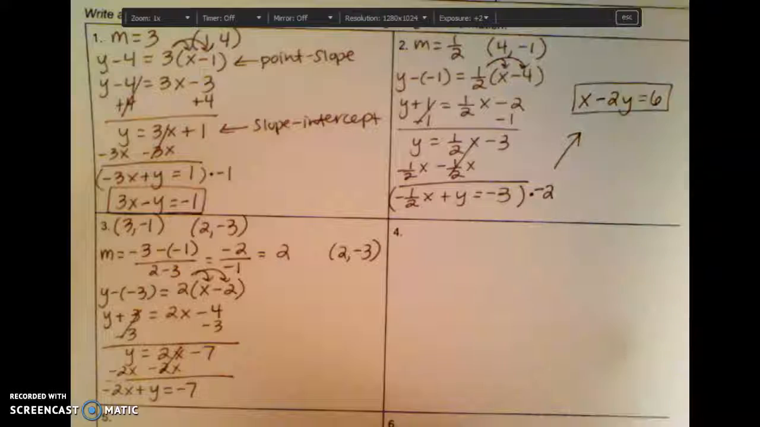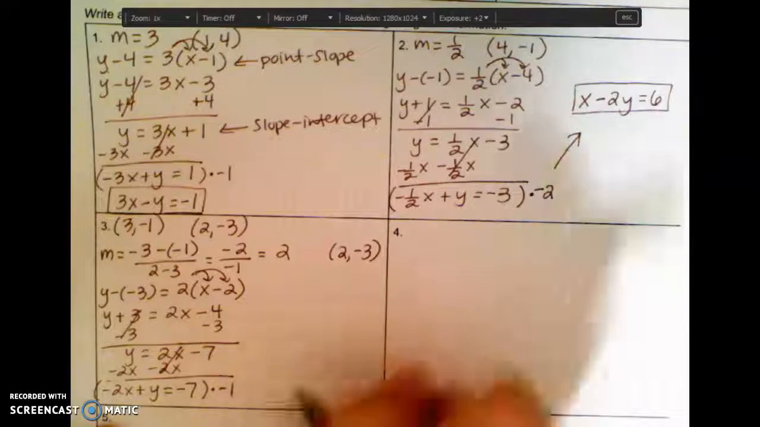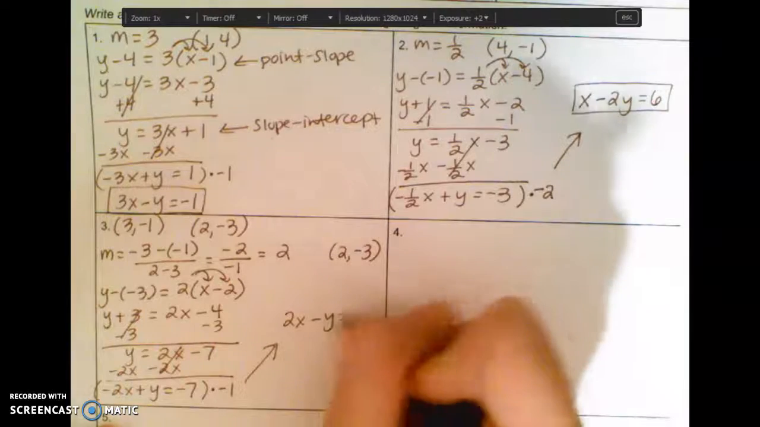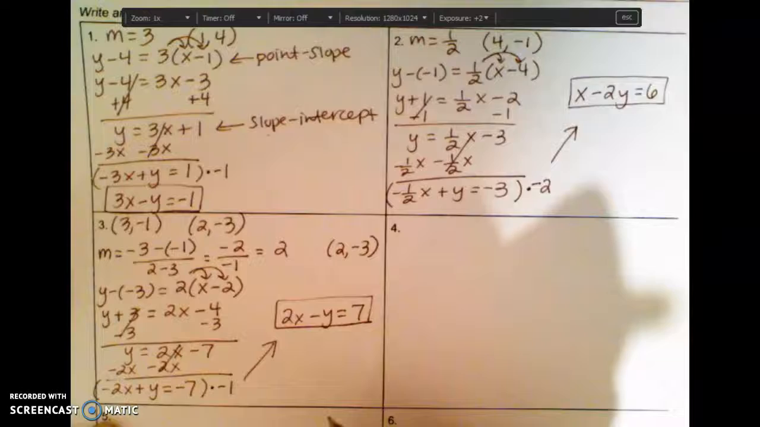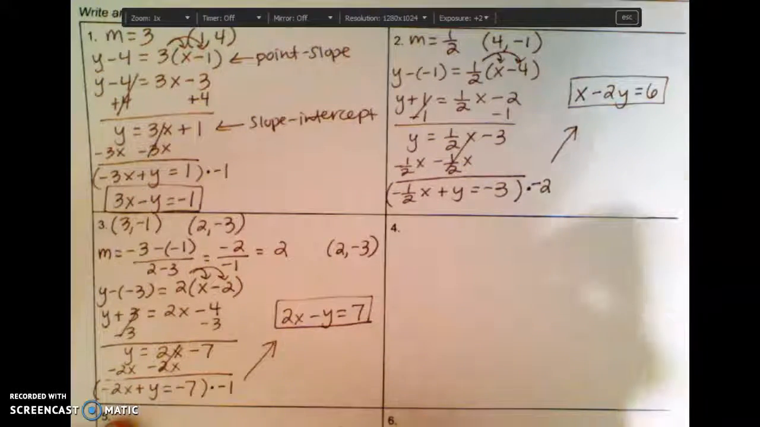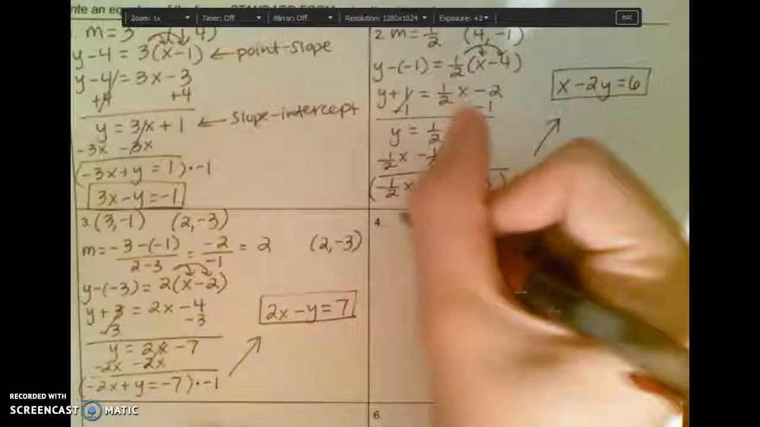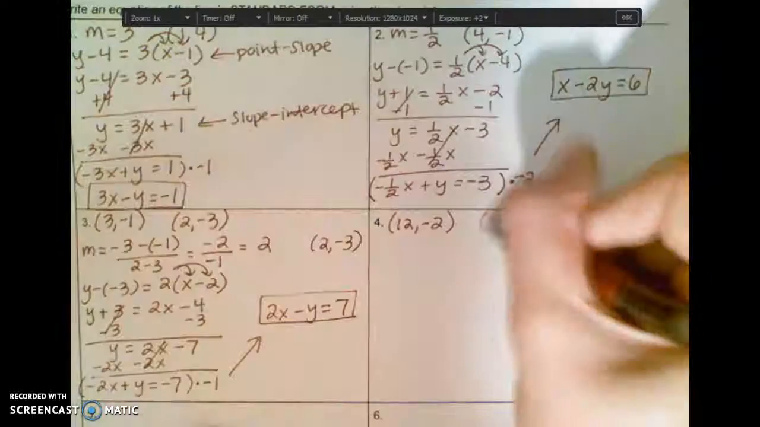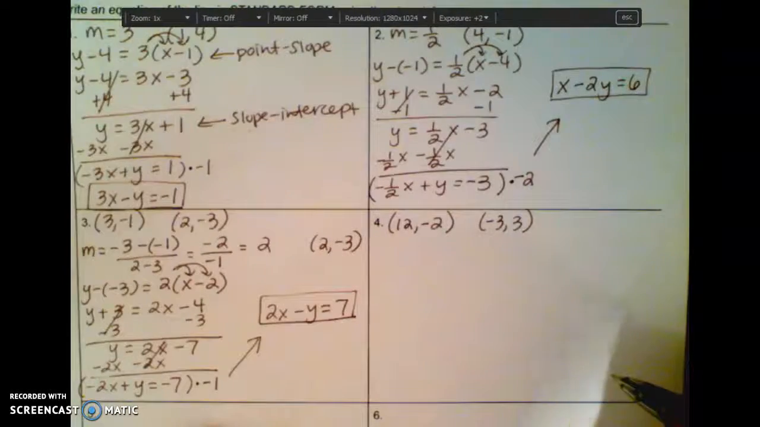But there's something wrong with this. There is a negative a value, and we need a to be positive. So I'm going to multiply everything by negative 1. When I do that, it gives me 2x minus y equals 7. So there is my standard form equation. I'd like for you to try the next one on your own and then resume the video once you finish. So this is (12, negative 2) and (negative 3, 3). Try that one on your own.